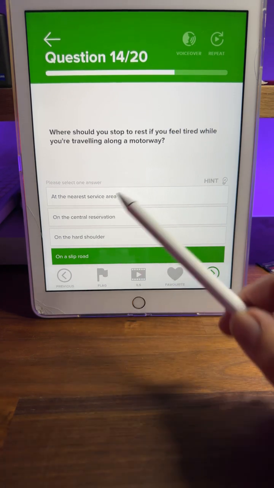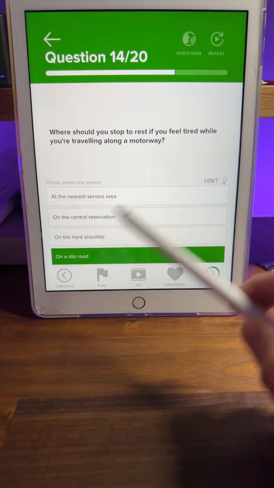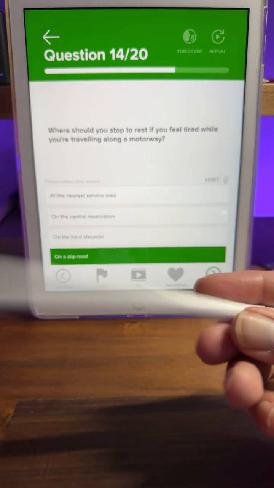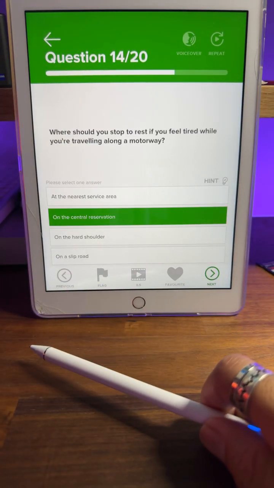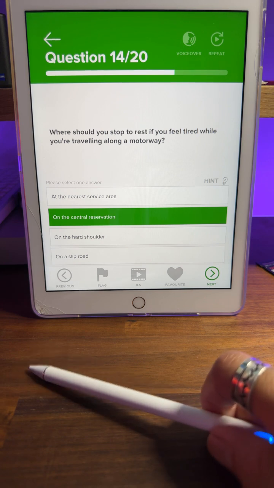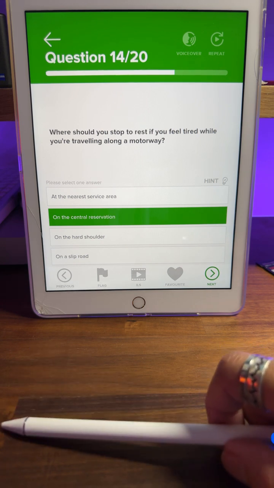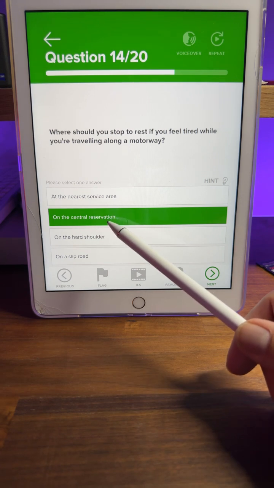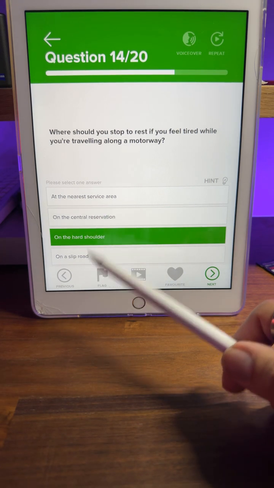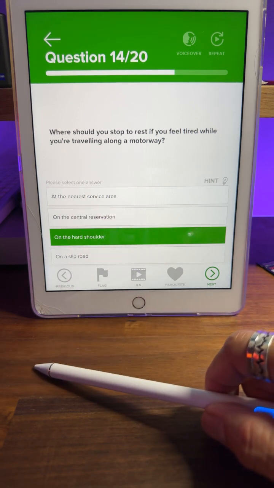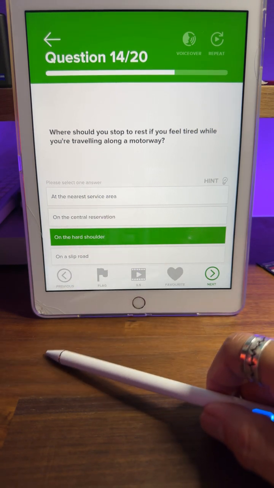Okay, lots of people saying A, yeah, at the nearest service area, which makes sense, isn't it? And also, it's the safest option, isn't it? Let's look at the other options. On the central reservation? Who would do that? That's very dangerous. Yeah, you would never stop on the central reservation. Well, you can't. You can't stop on it, can you? On the hard shoulder? No, it's only used for emergencies, breakdowns, etc.